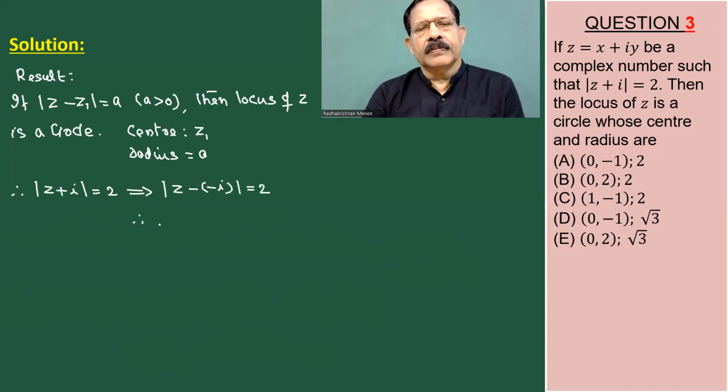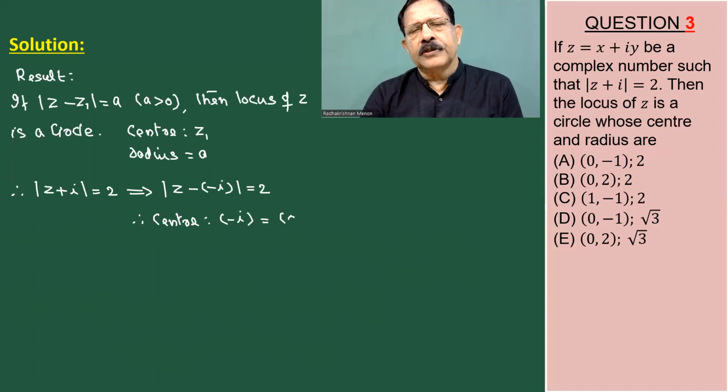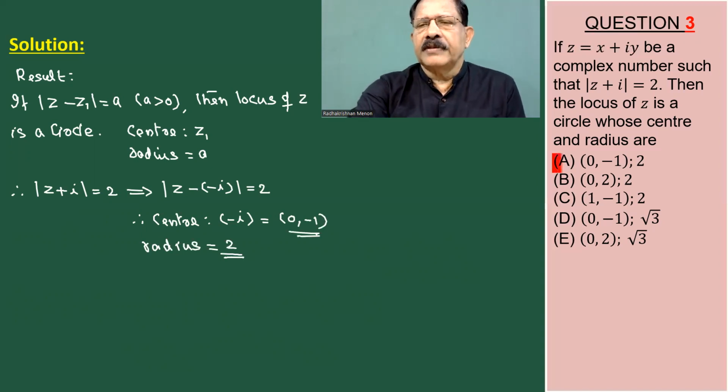So, therefore, the center is minus i, the corresponding point is (0, minus 1), and the radius is equal to 2. So the answer is Option A: (0, minus 1) center, and radius 2.